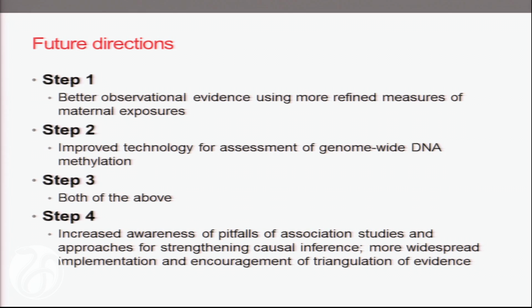We need improved technology for assessment of genome-wide DNA methylation. All of the data that I presented today is heavily reliant on the Illumina array, which obviously has limitations. Understanding the connection between DNA methylation and subsequent childhood adiposity requires both of the above. And to really understand the causal nature, or whether epigenetics is mediating these associations between maternal overnutrition and offspring adiposity, we need increased awareness of the pitfalls of association studies and approaches for strengthening causal inference, and more widespread implementation of what I've called the triangulation of evidence. So not relying on only one study design, but implementing a number of different tools to weigh up the evidence base for causality.